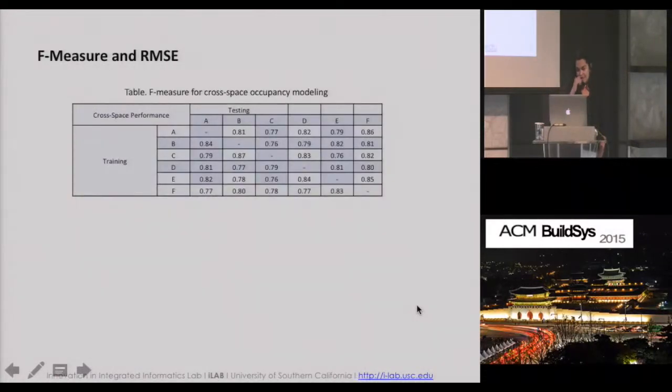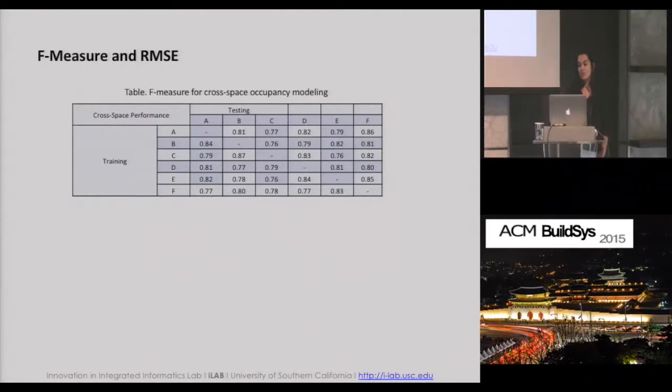So here are some of our results. We used one room for training and then tested the model on the remaining 5 rooms. And the results are varying. Here you can see that, for example, in room F, all the F measures are above 0.8. In room C, all the F measures are below 0.8.